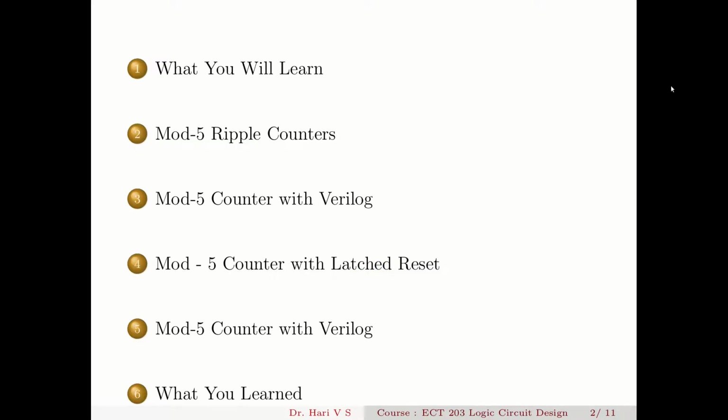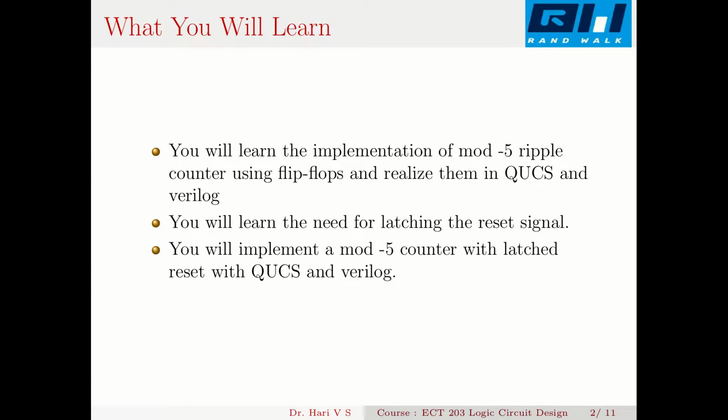Now the presentation is organized into learning outcomes, then a mod 5 ripple counter, a mod 5 counter with Verilog, a mod 5 counter with a latched reset and its implementation in QUCS and Verilog, and then the summary. So what you will learn in this video is the implementation of a mod 5 ripple counter using flip-flops, and you will realize them in QUCS and Verilog. Then you will learn the need for latching of the reset signal.